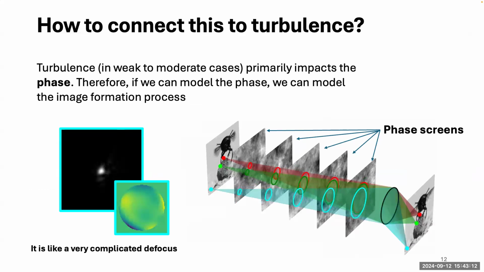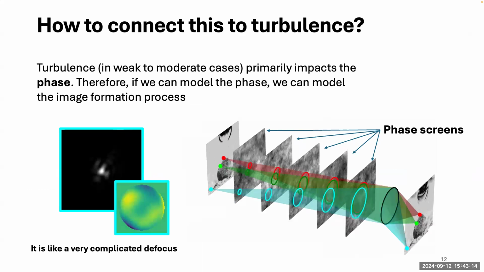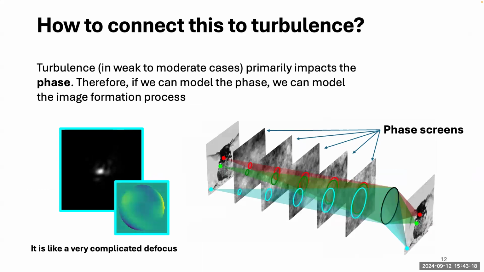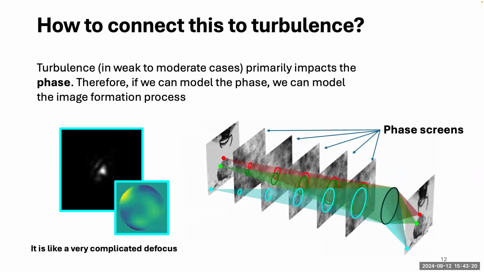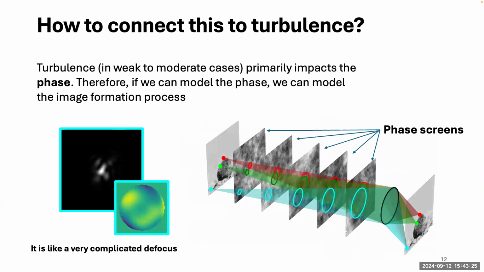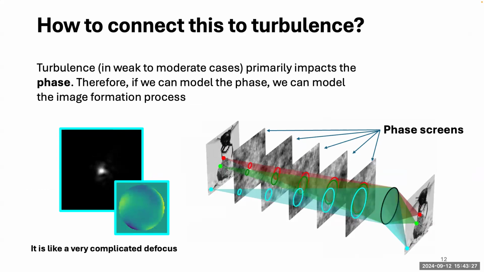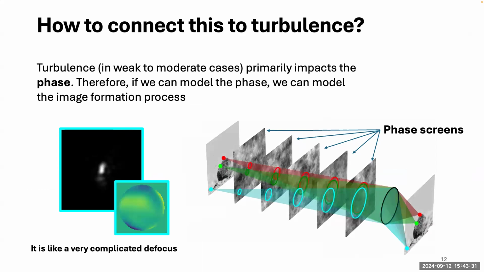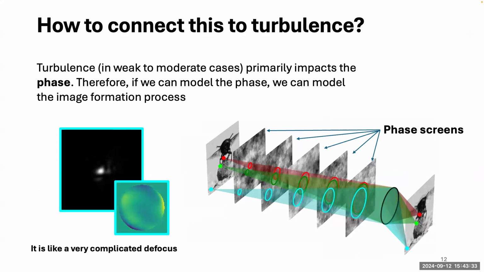So how to connect that to turbulence? Well, when the light propagates through the atmosphere, and I'll describe exactly what these things are in just a moment, as I said earlier, it sort of accumulates these phase distortions. So you can think of turbulence, the point spread functions that come out of the system, as these sort of very complicated defocus terms. That's basically the idea.